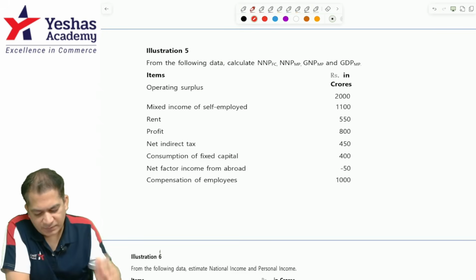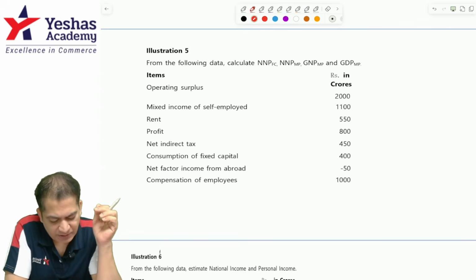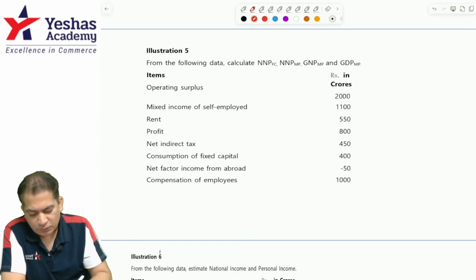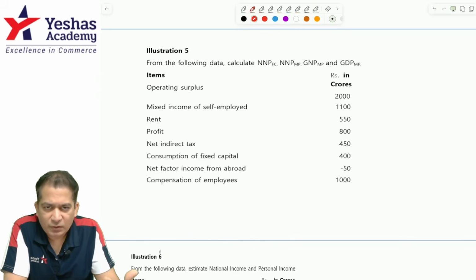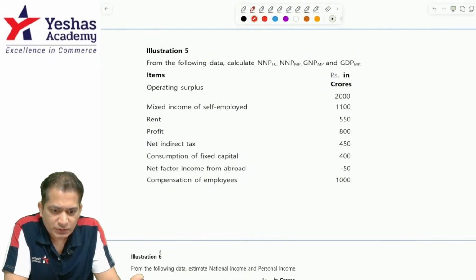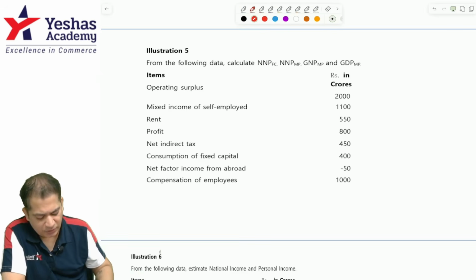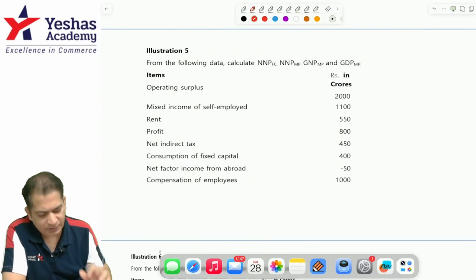Now let's take a look at some of the questions. From the following data, calculate NNP at factor cost, NNP at market price, GNP at market price, and GDP at market price. So let's quickly go through it, because if I write here, it will take a lot of time. I have shared handouts in your class, which cover all the numericals. Let's take a look at those handouts, and those who have not got them, it will be included in the description.